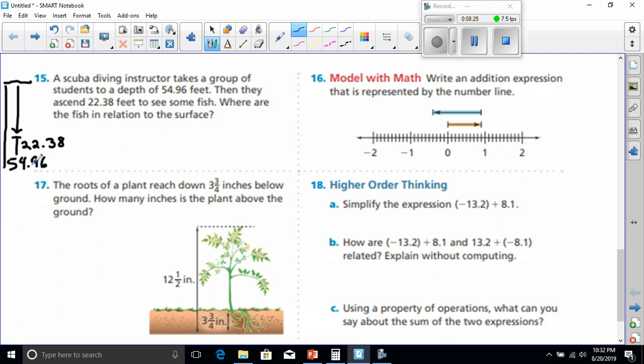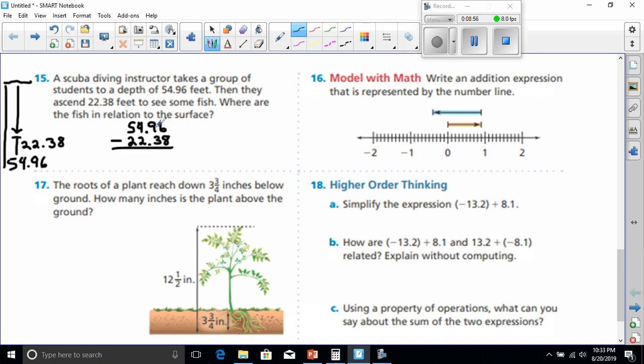they need to know how much that distance is from the surface to where they ascended to. To do this, we're going to take the place where they were, the depth they were at, which was 54.96, and we're going to subtract 22.38 from that. By doing that, that will tell us what the remainder is in between.